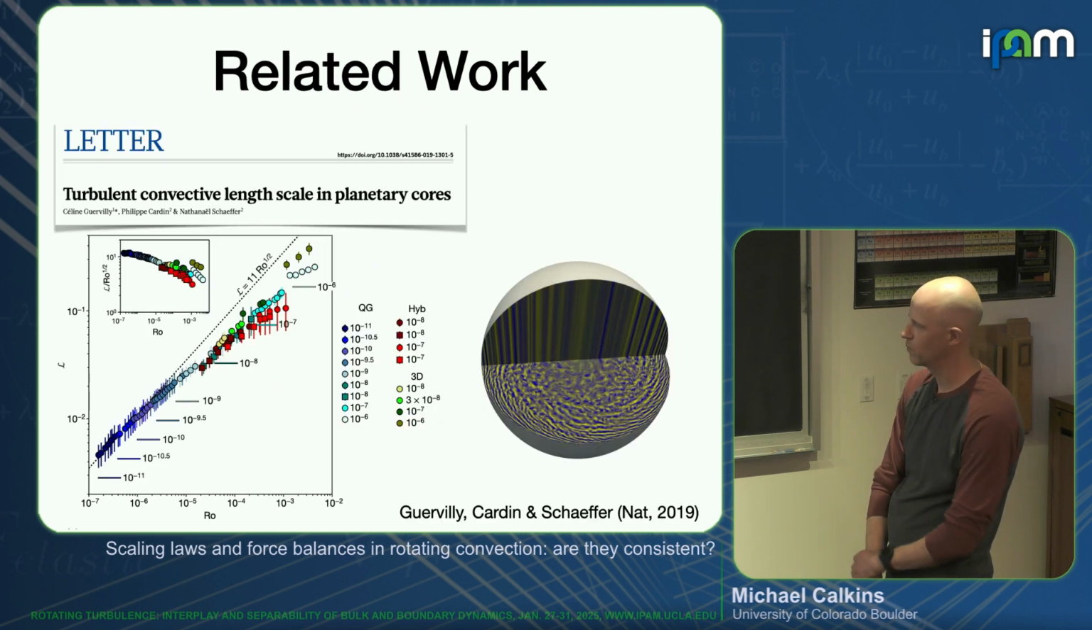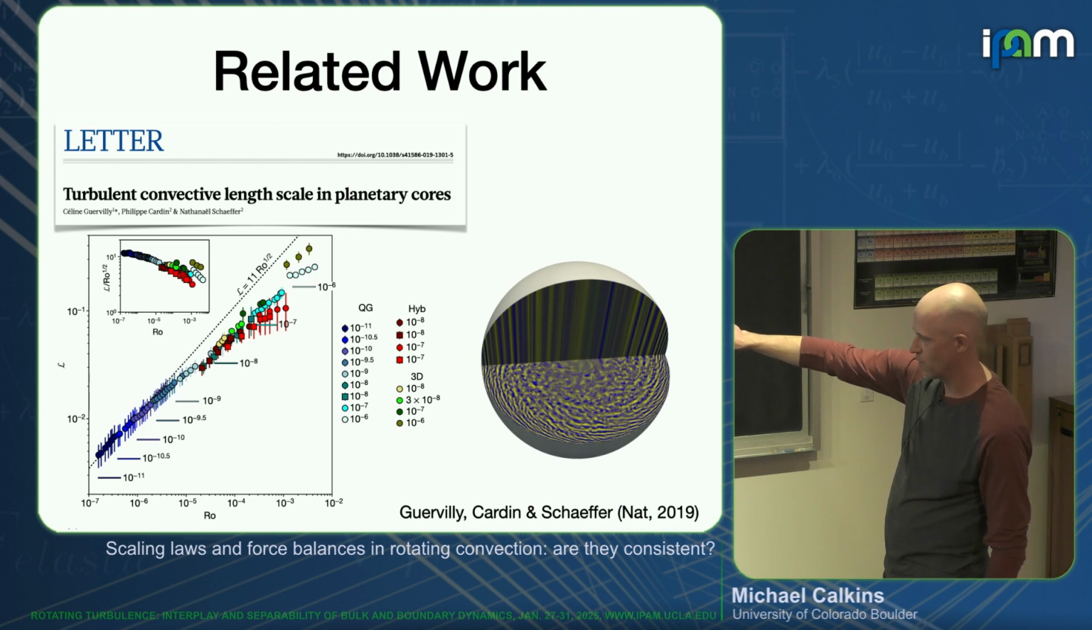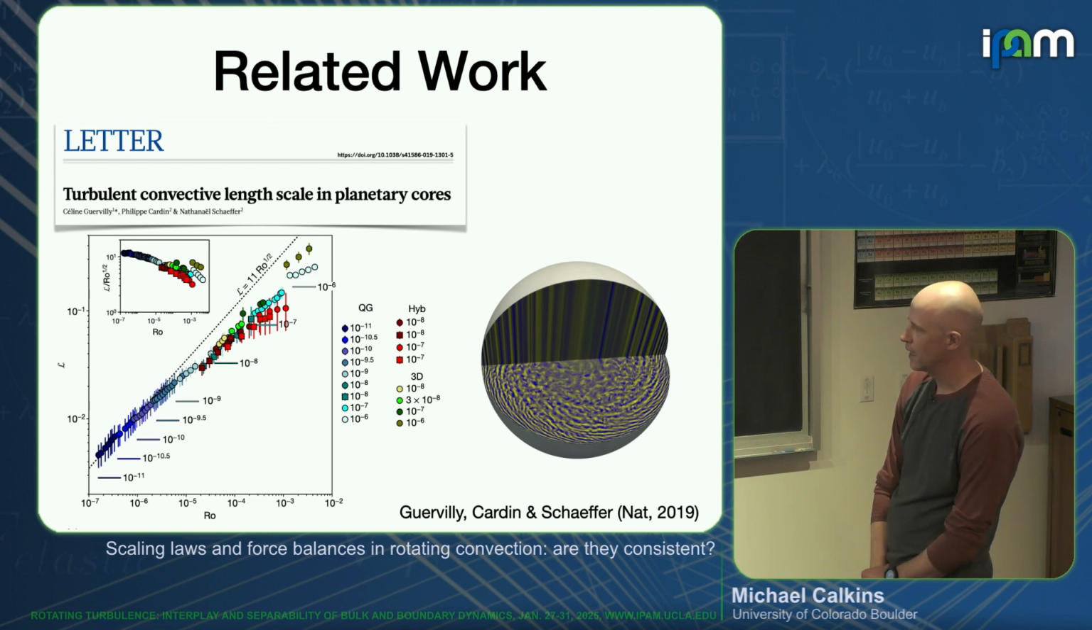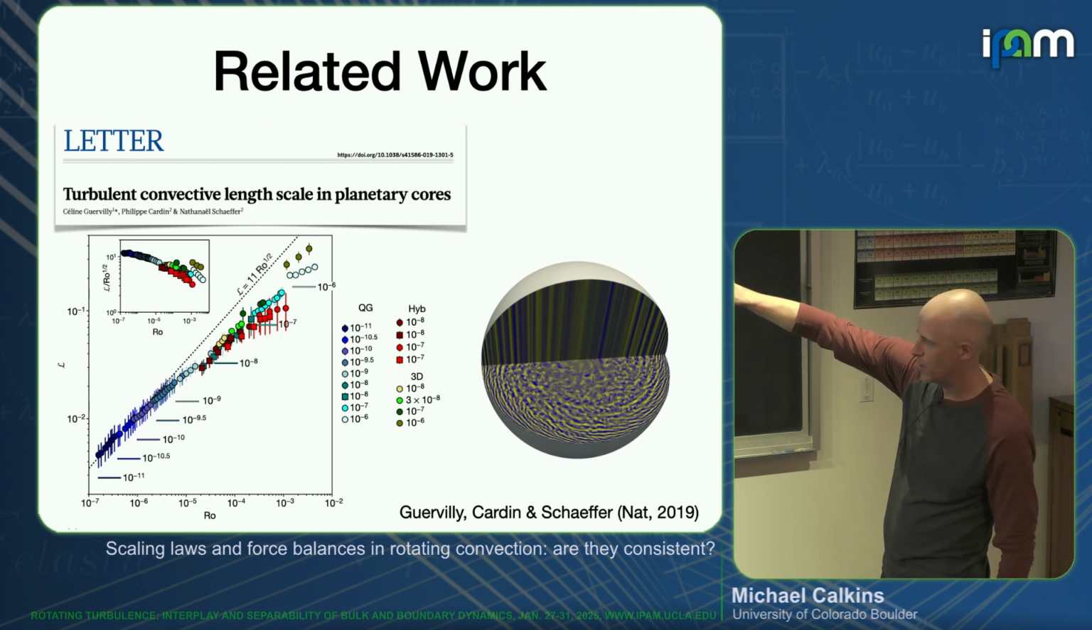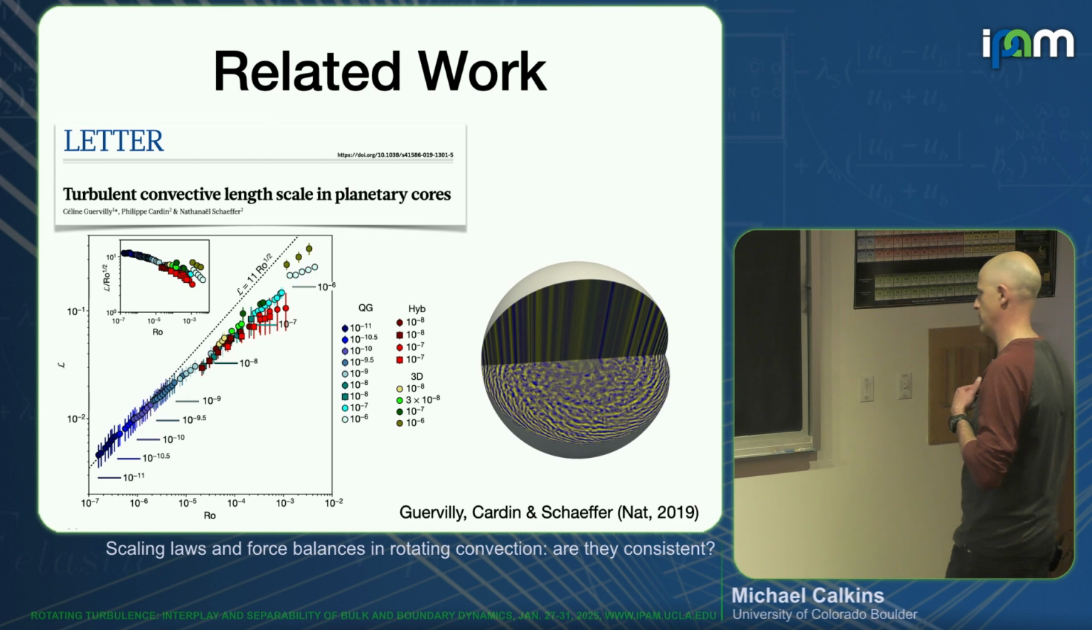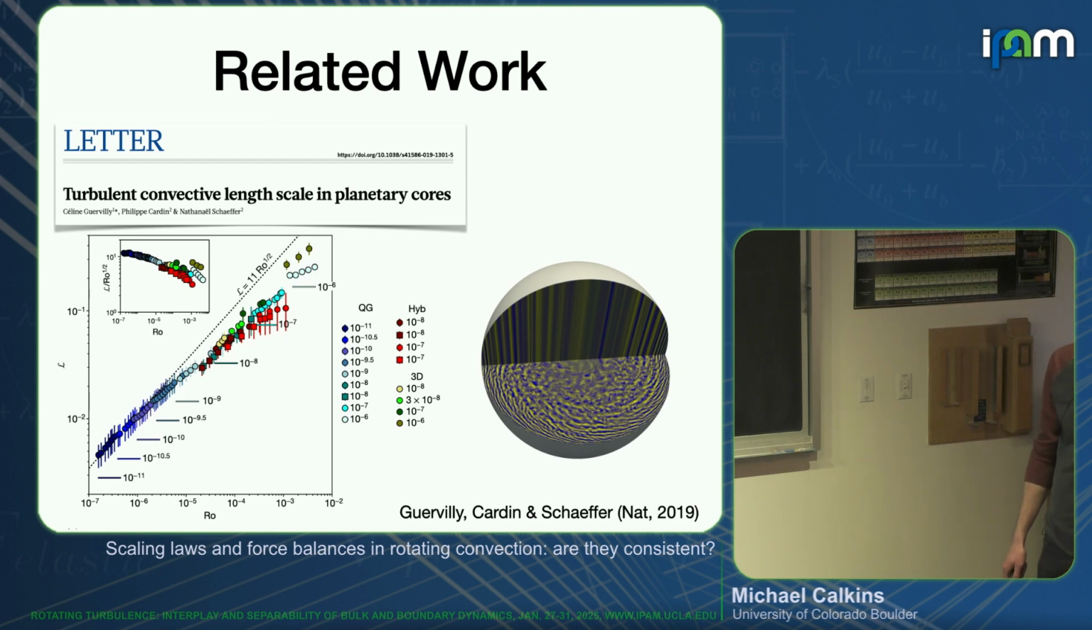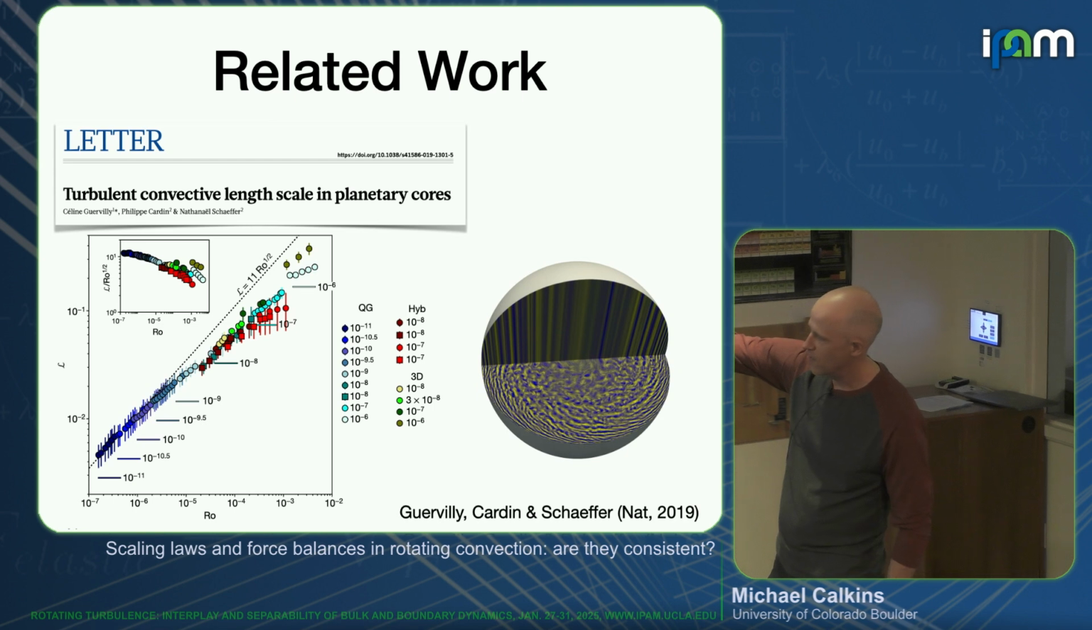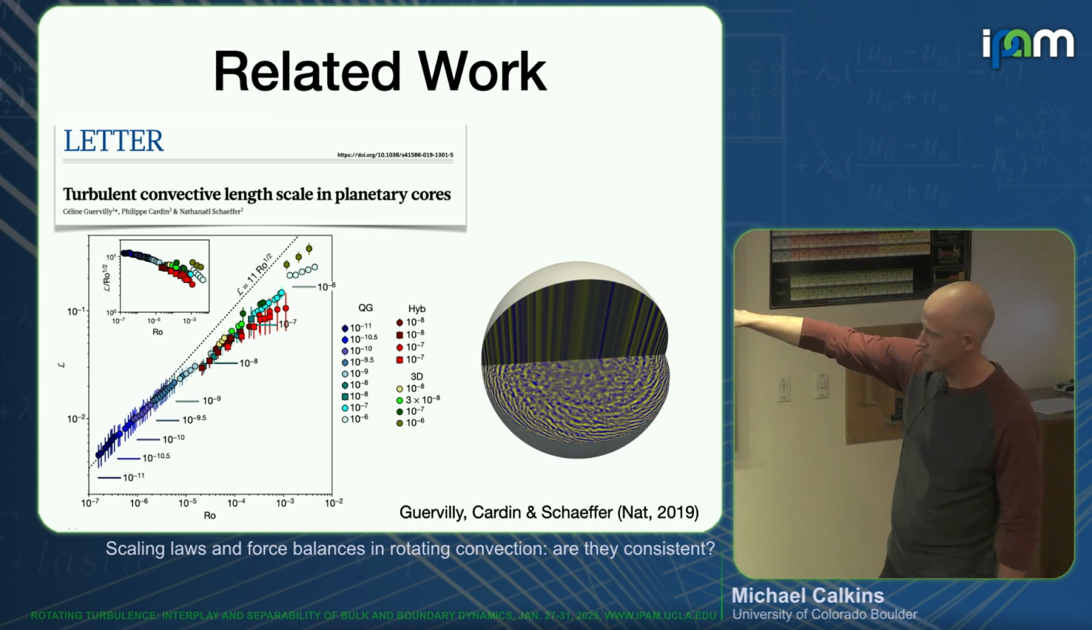Okay, related work. So I just talked about the stuff that we've done, so I want to try to draw a connection with some of the previous work that's been done. This is a paper from Céline Guervilly, Philippe Cardin, and Nathanaël Schaeffer from 2019. The plot here is showing you the length scale that they computed as a function of the Rossby number. That's the output Rossby, by the way. And they carried out a huge set of simulations from a range of different models.